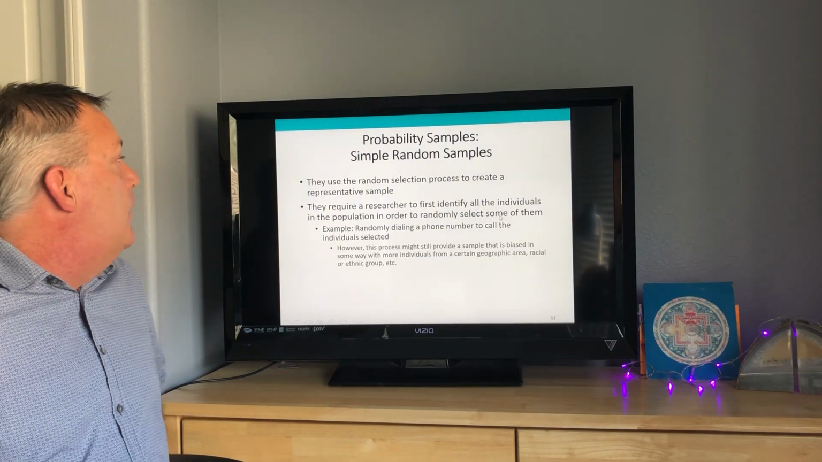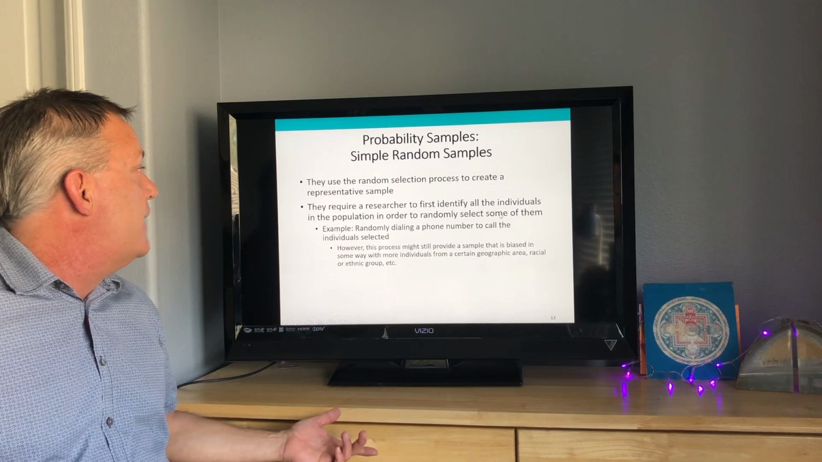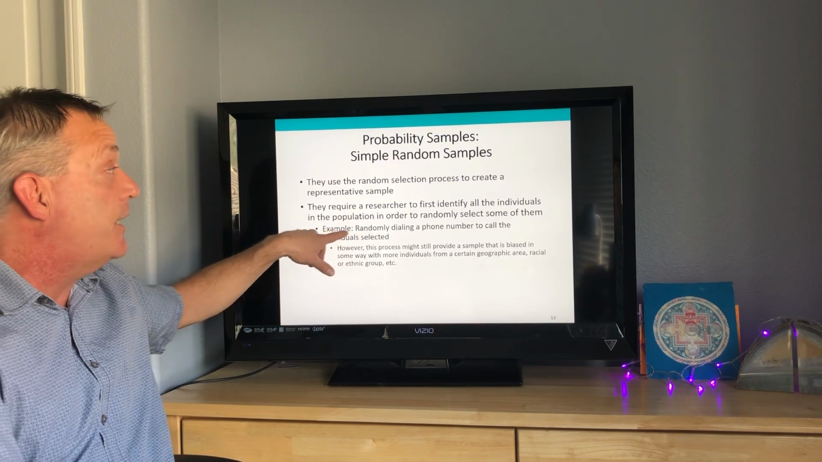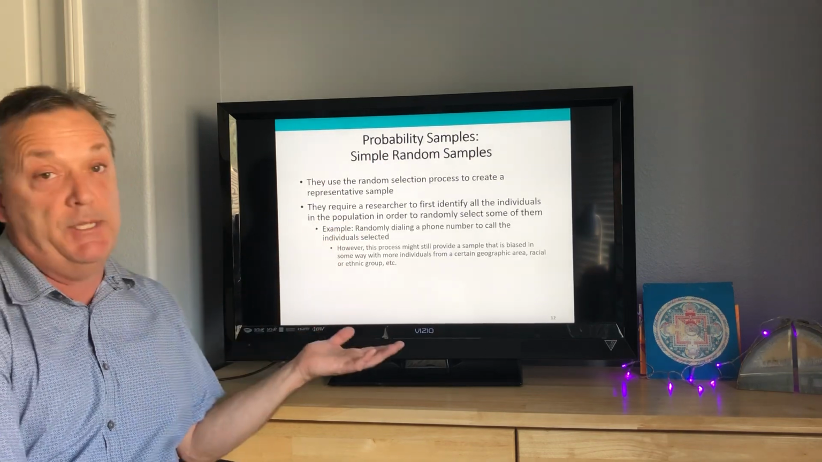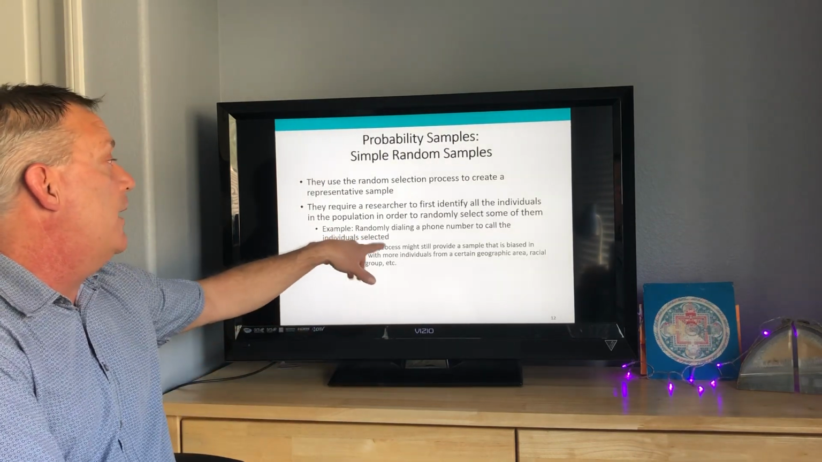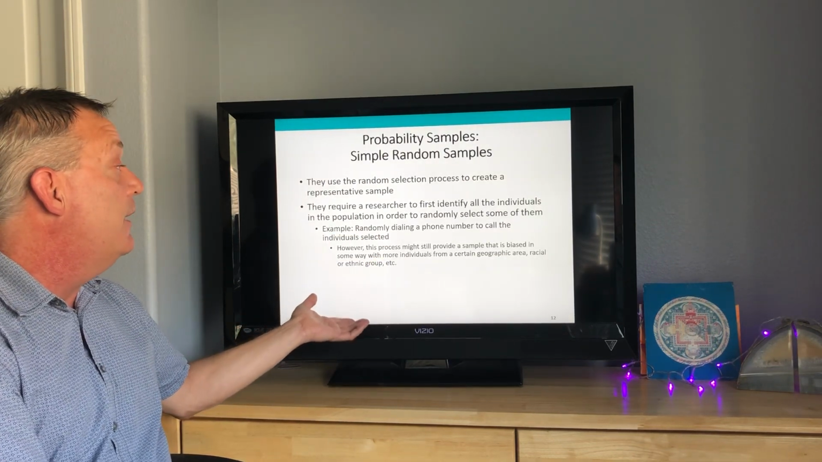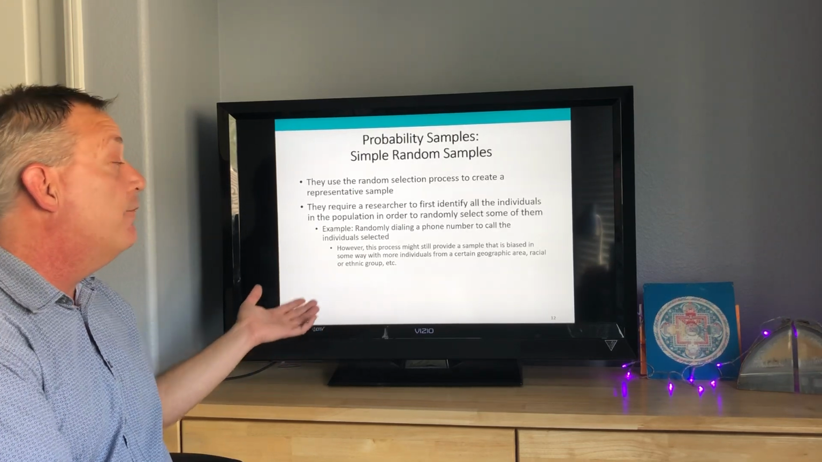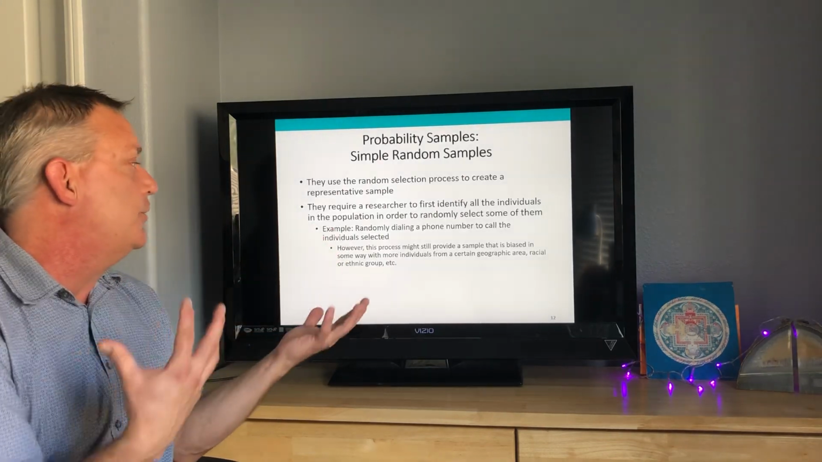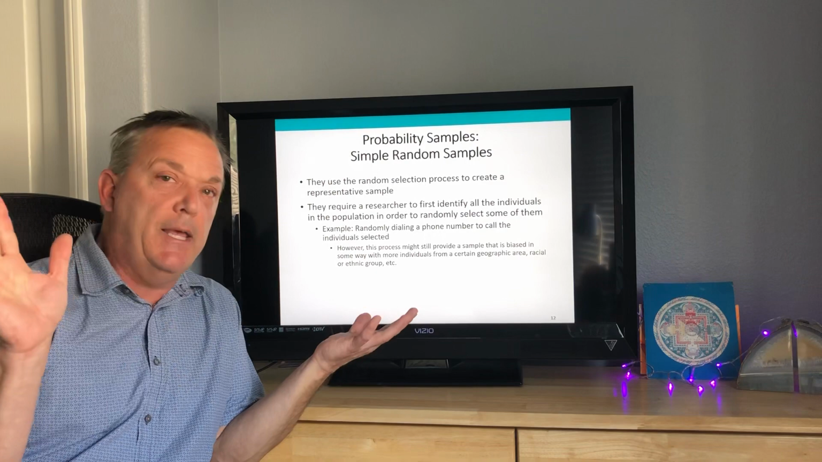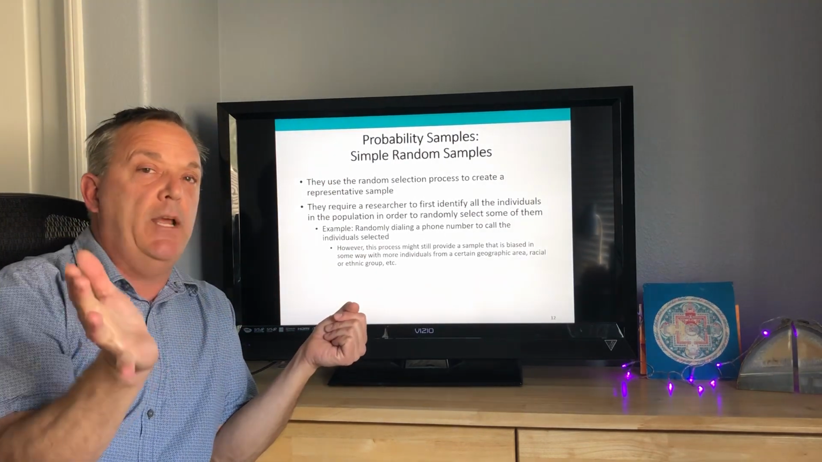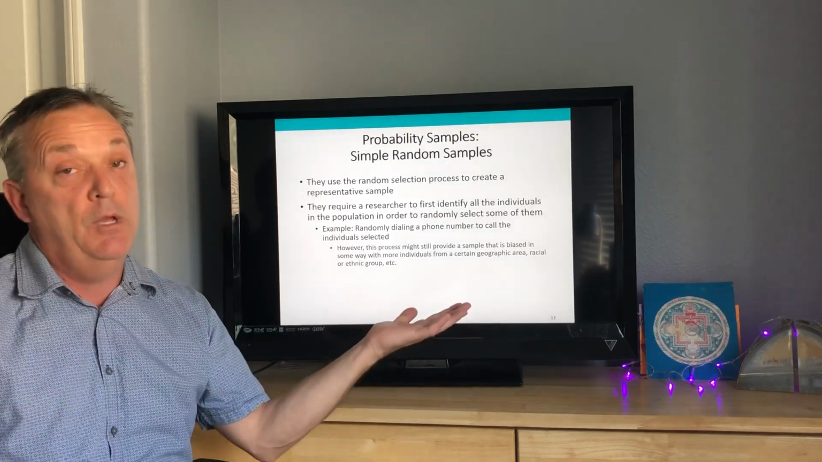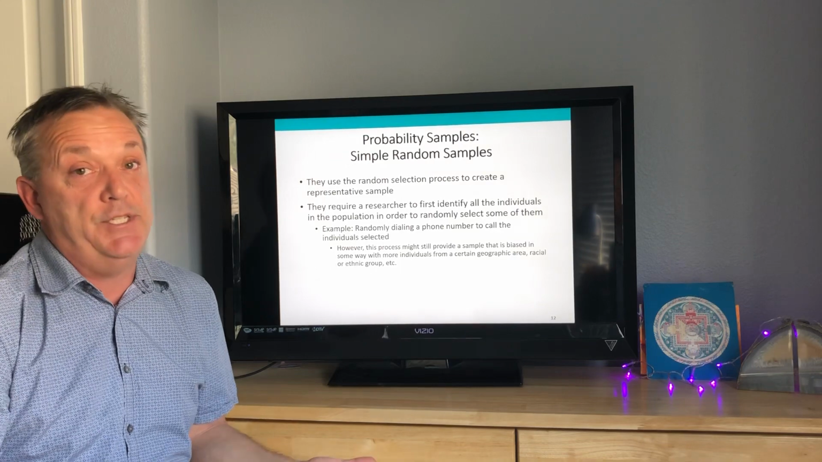We use the random selection process to create a representative sample. These simple random samples require a researcher to first identify all the individuals in the population in order to randomly select some of them. An example is randomly dialing a phone number to call the individual selected. However, this process might still provide a sample that is biased in some way, with more individuals, for example, from a certain geographic area, racial or ethnic group. You are randomly selecting them, but even with that random selection, you may have more people on the West Coast, or more people on the East Coast, if you're trying to sample people from throughout the United States, or throughout the 50 states.